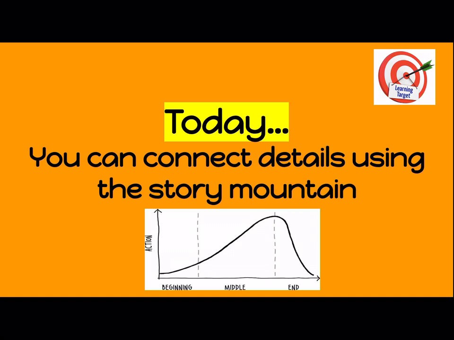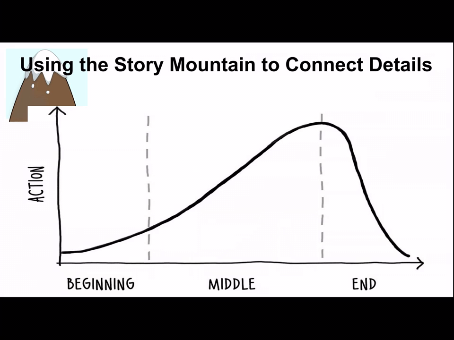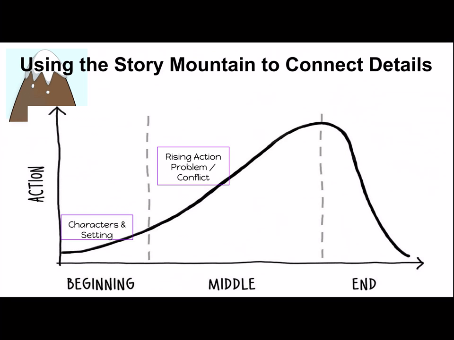Today, you are going to connect details using the story mountain. So let's remember the story mountain. Now remember, on the story mountain, you have the beginning where there are characters and a setting. And you've got a rising action where problems and conflicts start to arise. And then, of course, the turning point where things change. Your character has a moment or a changing point. And then the solution to the problem.